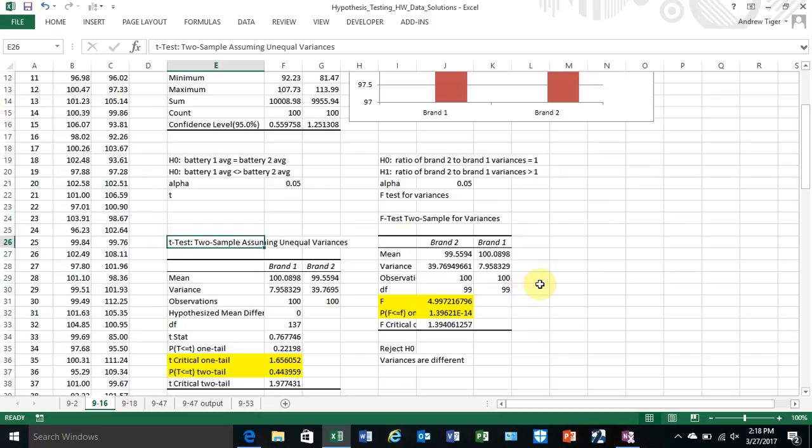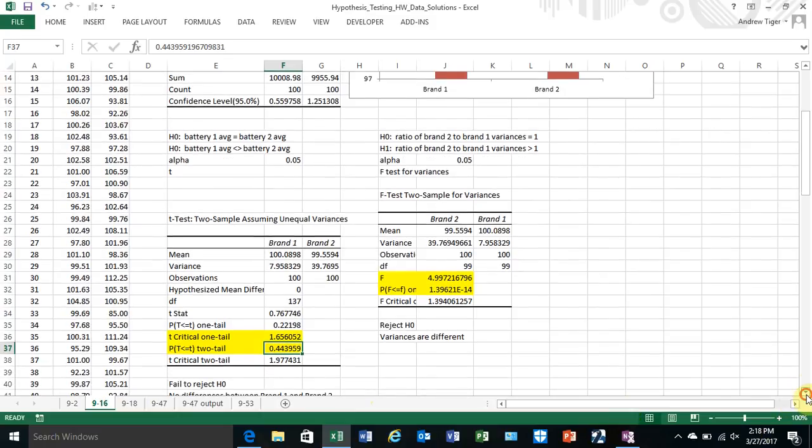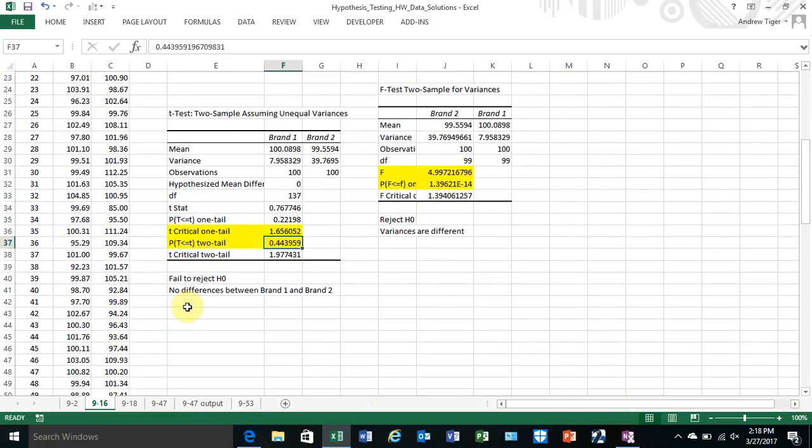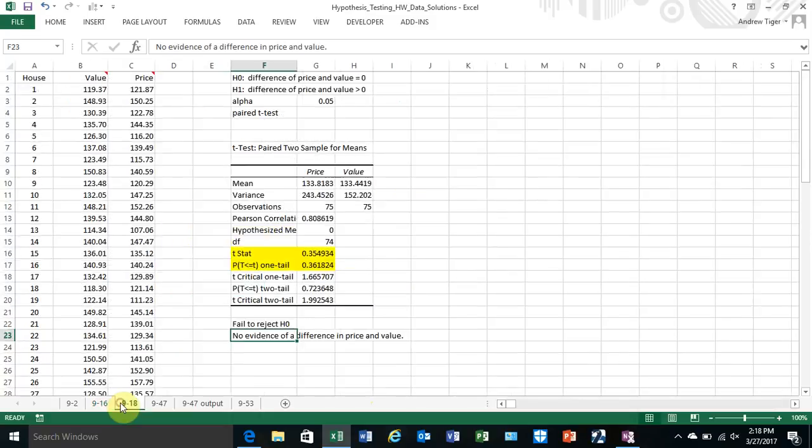The math is going to be very similar, but this is your null hypothesis, your alternative, your alpha is 0.05. You calculate your t-value, your t statistic is 0.76, and then the p-value of the two-tail is 0.44. And all that means is that you don't have evidence. You fail to reject the null hypothesis. There is no difference between brand 1 and brand 2. So you could have done this both with the confidence interval plot or a t-test, and they give you the same answer.